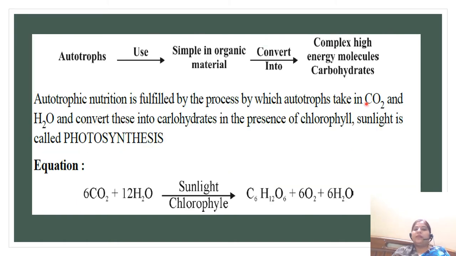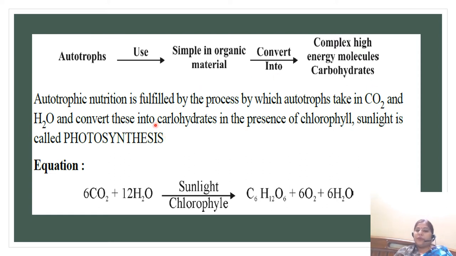So this equation will clear the process of autotrophic nutrition. Autotrophs are basically the organisms which have autotrophic nutrition. Autotrophs use simple inorganic material and convert it into complex high energy molecules, which are called carbohydrate.